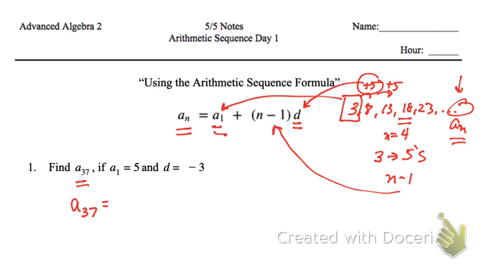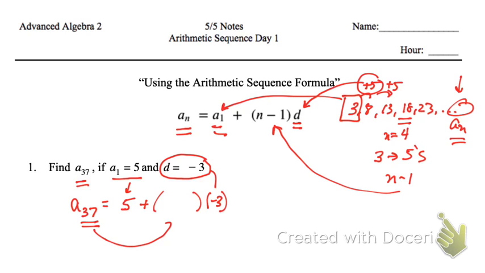What would we do? Well, we have to start somewhere. We start at the first number, 5. Then what do we start doing? We start doing whatever D says we do. It says we start subtracting 3. How many of them will we subtract? Well, if we're going to the 37th number in line, we will subtract 37 minus 1, or 36 of them.